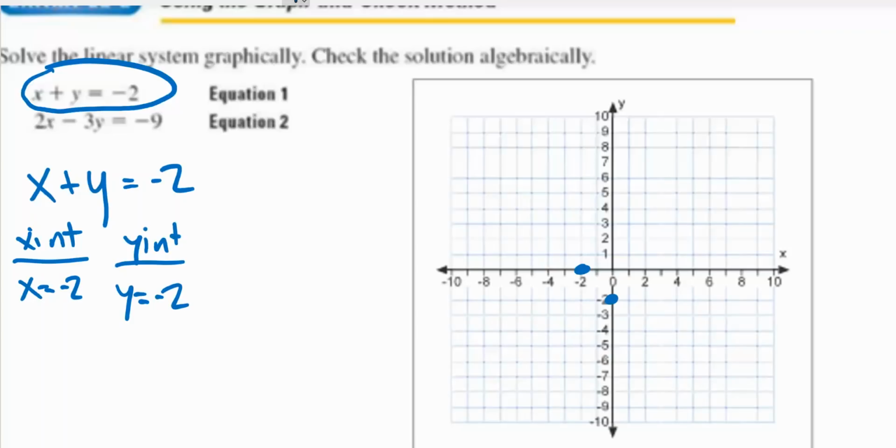Down 2 over 2. Looks like it's also the same as going down 1 over 1. And that's that graph.